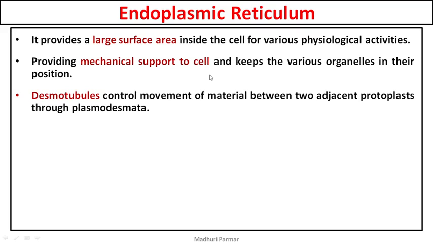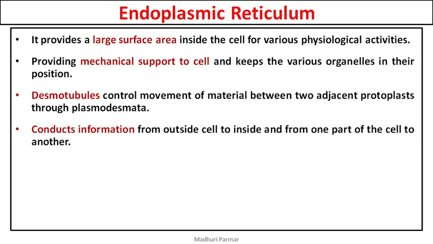Then desmotubules, which are found in plasmodesmata, control the movement of material between two adjacent protoplasts, between two adjacent cells. Signals, proteins, a lot of things are exchanged through these desmotubules. Then they conduct information. This part I will discuss again when we talk about Golgi complex. For now, just know that they conduct information.